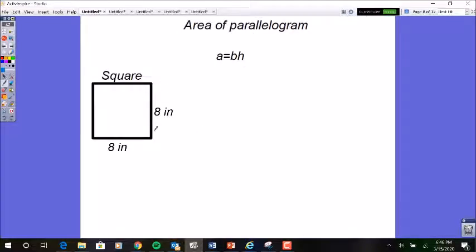Okay, now we talked about a square. The base and the height just happen to be the same number, but it is a parallelogram because it has two sets of parallel sides, so we just need to multiply the base and the height together. So in this case, the base and the height are both 8. So 8 times 8, which would give you 64 inches squared.